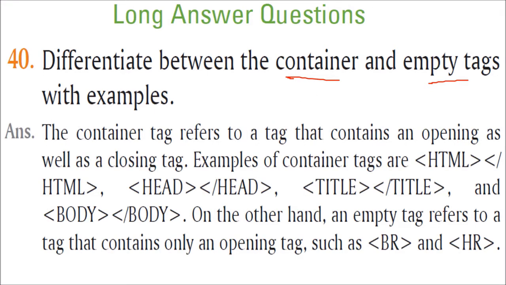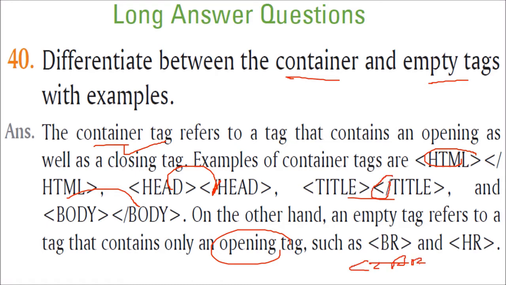So the container tag refers to the tag that contains an opening as well as a closing tag. Examples of container tags are HTML, which is ended with a closing HTML, head, title, and body, each with a closing tag with a /. Then the empty tags refer to tags that contain only an opening tag, like BR. It doesn't require an ending tag. Like HR, it does not require a closing HR at the end.